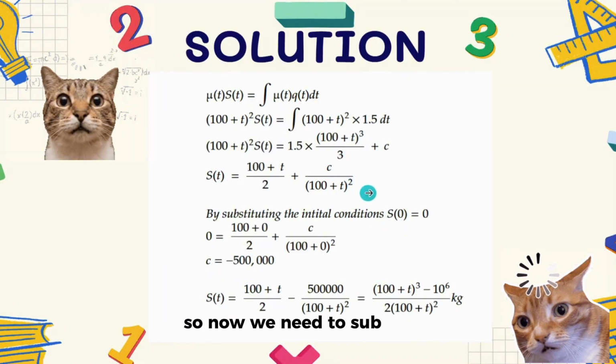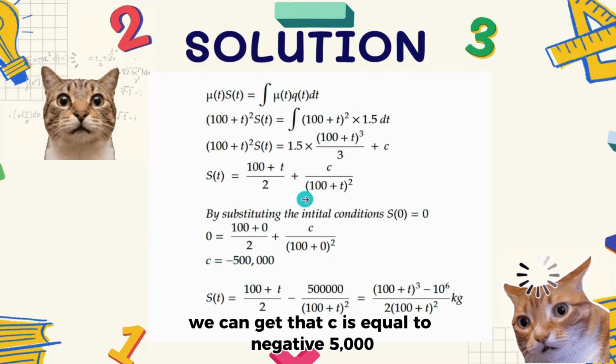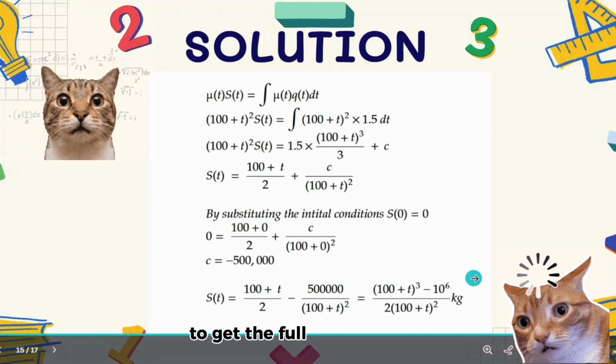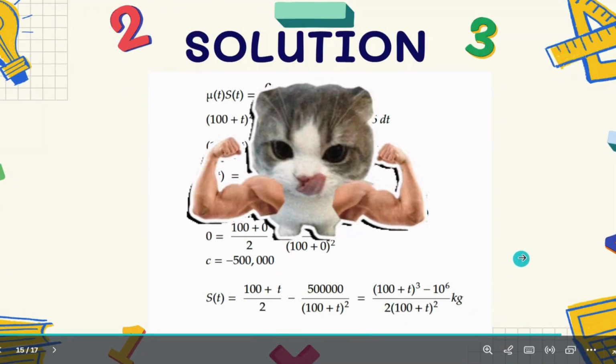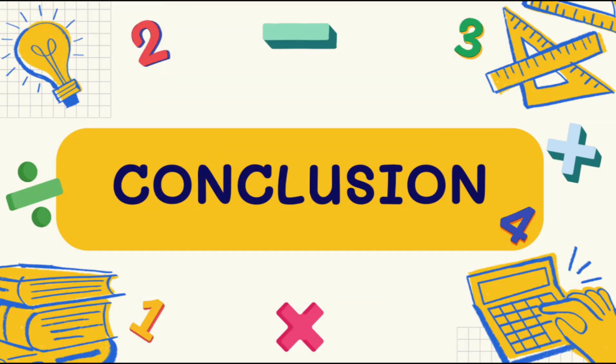So now we need to sub in the initial condition, which is S(0) equal to 0. So at time 0, we had 0 salt. After subbing it in, we get that c is equal to negative 5,000, and we can sub it back into our equation to get the full S of t equation. And here it is, and that's it. This is our solution. Thank you for listening.